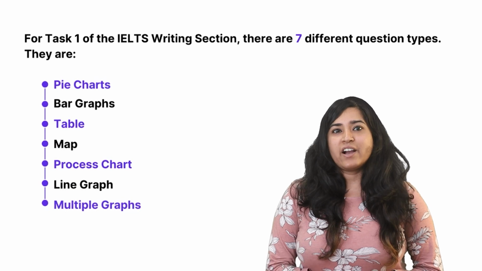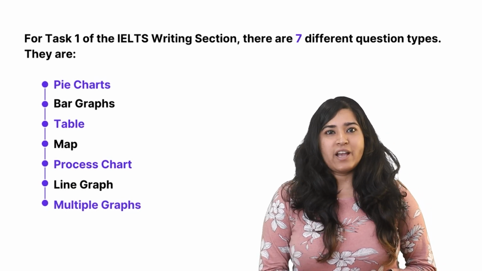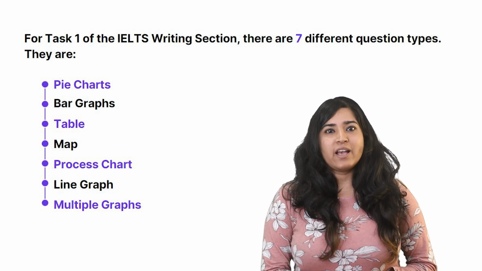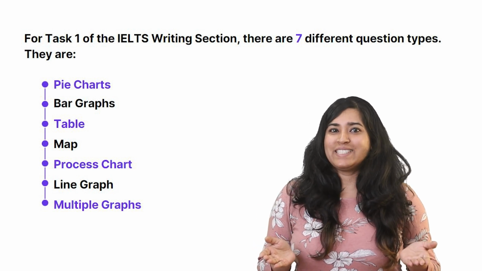As we saw and understood a detailed description of the IELTS writing section in the last lesson, in this lesson we're going to look at the different question types that you could face in the IELTS writing exam. Let's begin. For task 1 of the IELTS writing section, there are 7 different question types. They are pie charts, bar graphs, tables, maps, process charts, line graphs, and multiple graphs.